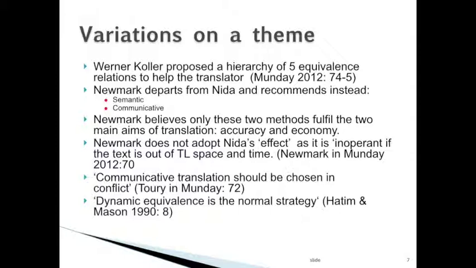Peter Newmark proposed two models of equivalence, semantic and communicative. Semantic is different from a faithful or word-for-word translation in that it takes account of aesthetic values of the source text, and communicative attempts to render the exact contextual meaning of the original so that both content and language are readily acceptable and comprehensible. However, Newmark does not adopt Nida's effect, as it is, in his words, inoperant if the text is out of TL, space and time. Hatim and Mason agree that dynamic equivalence seems to be the norm.